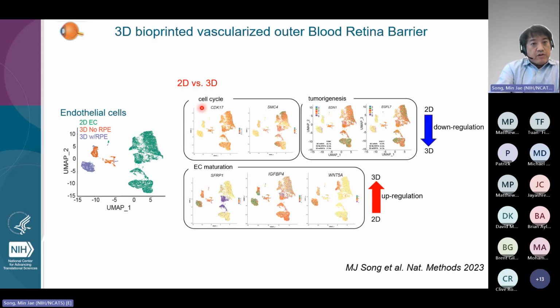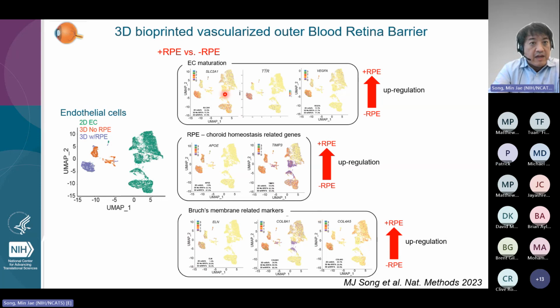So here, between the 2D and 3D, we observed that the cell cycle and tumorigenesis related genes were downregulated in the 3D compared to the 2D. On the other hand, the EC maturation markers were upregulated in the 3D. And then by inclusion of the RPE, we further saw that more of the EC maturation markers were upregulated. Also, TTR is a protein secreted by the choroidal endothelial cells, which is more specific to the outer blood-retinal barrier. So inclusion of the RPE stimulated the secretion of TTR protein by endothelial cells.